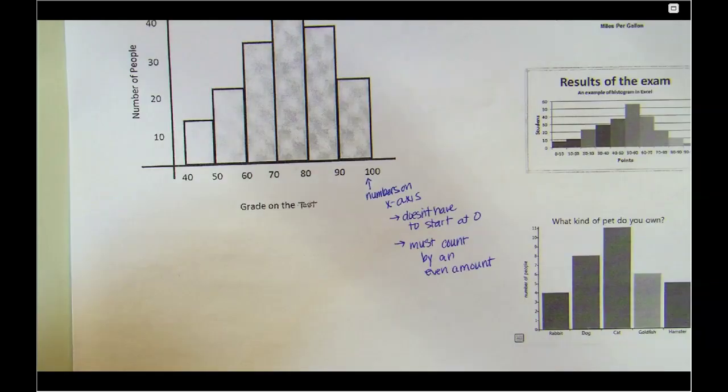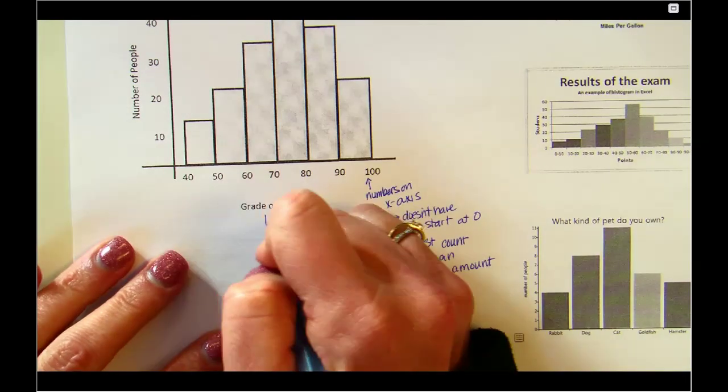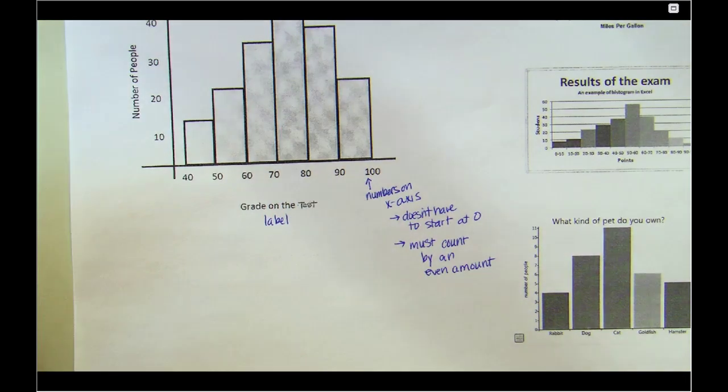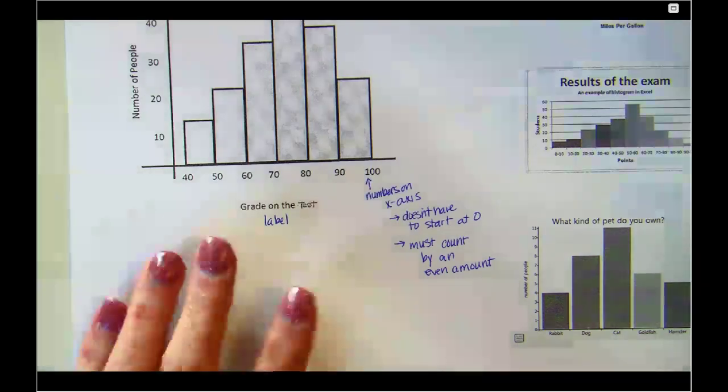Now, it has to have a label on the x-axis. These are different from the two plots that we've already talked about, dot plots and box and whisker plots. Those don't even have a y-axis. This one has a y-axis, so we have to have numbers on the y-axis.